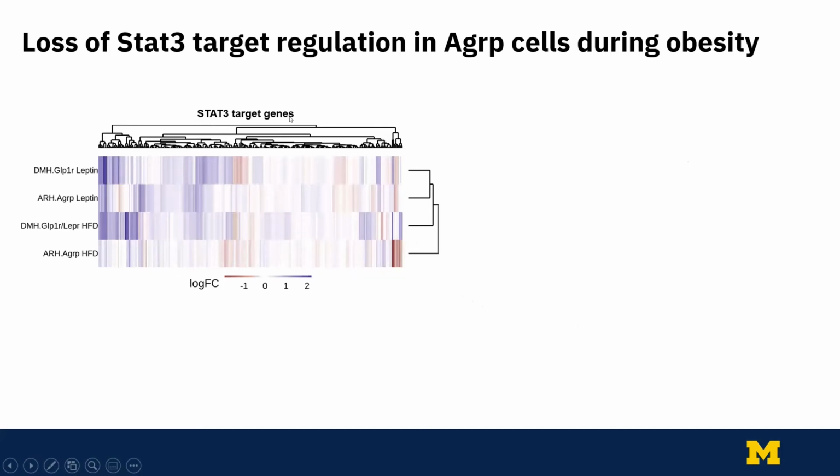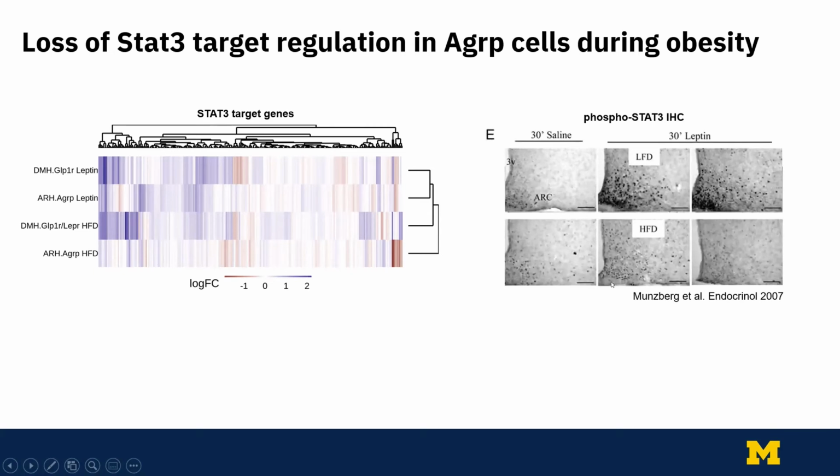And when we looked more specifically, we can take those STAT3 target genes that we'd learned from the SCENIC analysis and look at their fold changes by our various treatments. You can see the GLP-1 receptor cells with leptin treatment and high-fat diet have very similar transcriptional responses. AGRP cells have a robust transcriptional response of STAT3 targets with leptin treatment, but effectively in high-fat diet, the STAT3 target regulation is almost completely lost, indicating that these AGRP cells are the likely leptin resistant cells that you can identify in the arcuate nucleus by loss of phospho-STAT3.